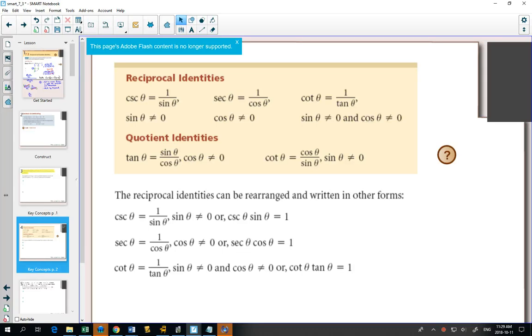So what we're going to do is I'm going to give you a worksheet to start working on some identities. We're going to do a couple together. We're going to learn some of the formatting for identities, what's allowed and what's not allowed.